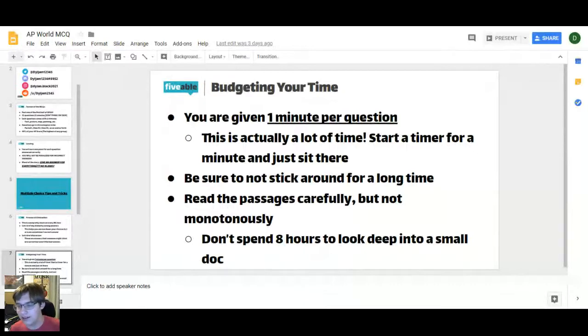The problem is that reading the stimulus and understanding the stimulus takes a few minutes. That's true. We'll be going over that tonight and how to do that.